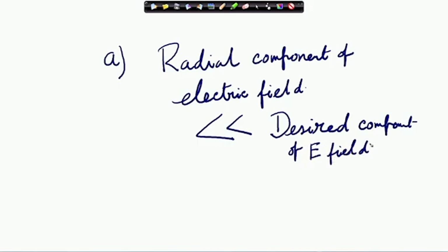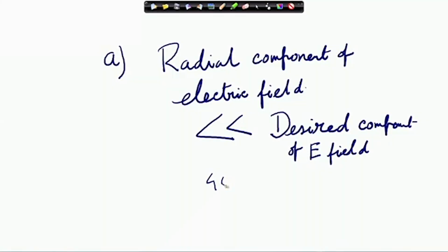We know the radiation takes place. For example, for the current element, the desired component of the E field is the E theta component, which has that 1 by r type of variation, and the radial component of the electric field is E r. So, for the current element, this criteria means the E r component should be much less than the E theta component. The distance at which this happens is the start of the boundary according to this criteria.